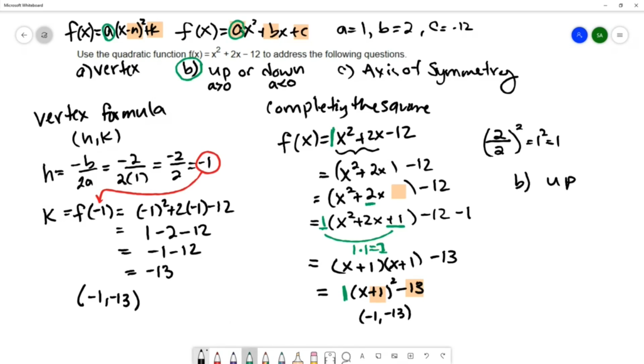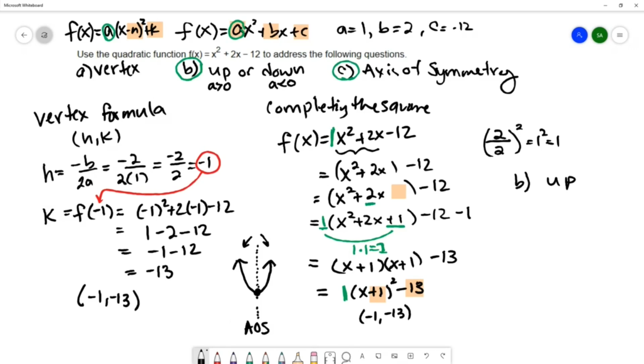And then finally, the last question is axis of symmetry. Every parabola is going to be symmetric around its vertex. So if we just sketch a graph of a parabola, its vertex is here. And if we draw a vertical line going through that vertex, you can see that we have a mirror image on either side of that vertical line. So we call that line the axis of symmetry.